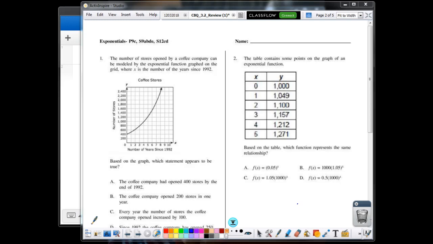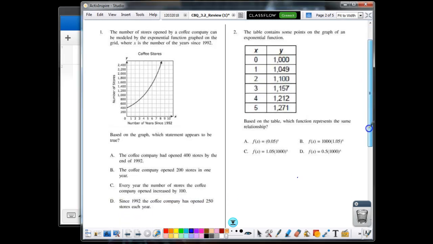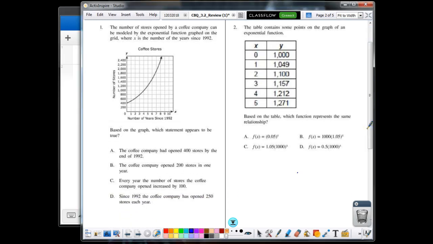The number of stores opened by a coffee company can be modeled by the exponential function graphed on the grid, where x is the number of years since 1992. Based on the graph, which statement appears to be true? So we've got to go through all of our statements. The first one says the coffee company had opened 400 stores by the end of 1992.